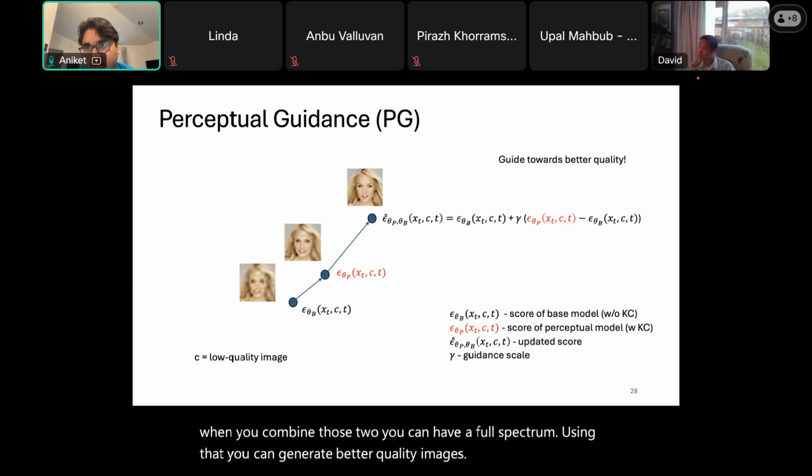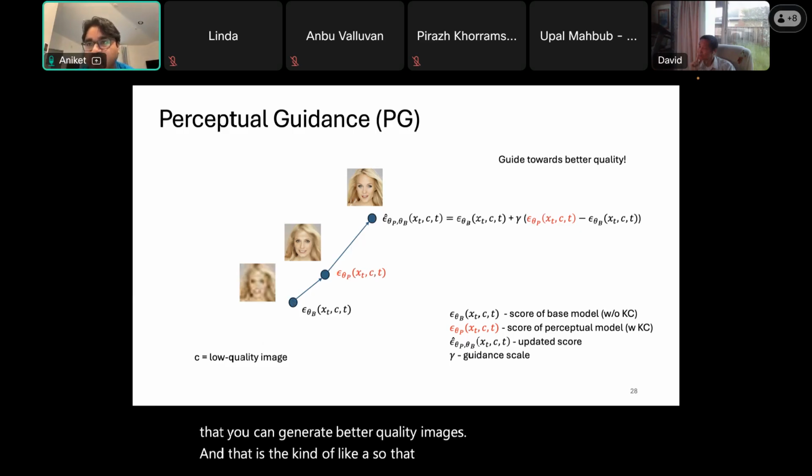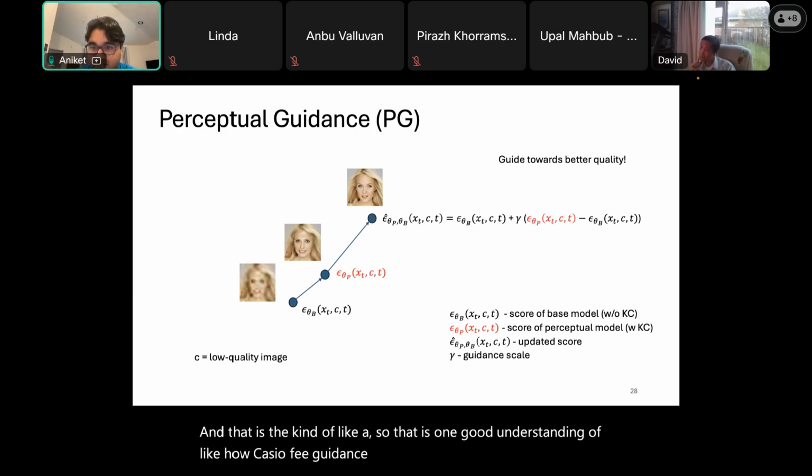And that is one good understanding of how classification guidance works and the linearity of the scores.